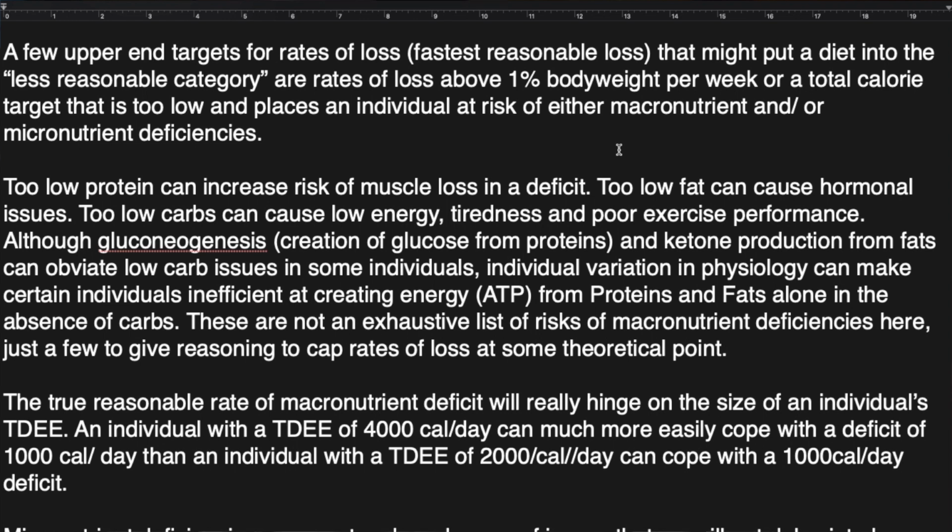A true reasonable rate of macronutrient deficit will really hinge on the size of an individual's TDEE. An individual with a total daily energy expenditure of 4,000 calories a day can much more easily cope with a deficit of 1,000 calories than an individual with a total daily energy expenditure of 2,000 calories a day can cope with that same 1,000 calorie a day deficit. So you can imagine that two individuals with the same total magnitude of deficit are going to react to that deficit differently based on what percentage of their total calories the deficit represents and also what their target calories becomes.